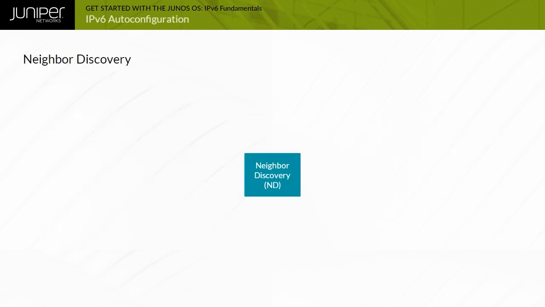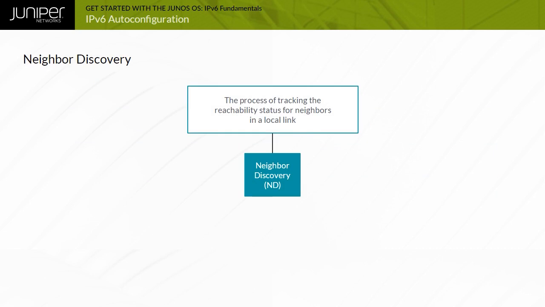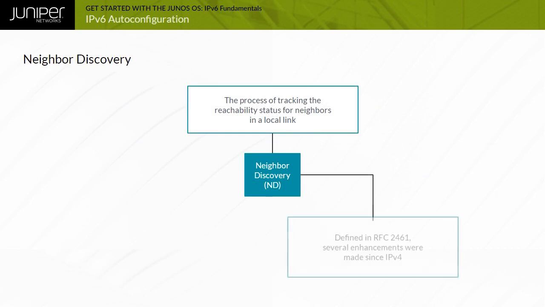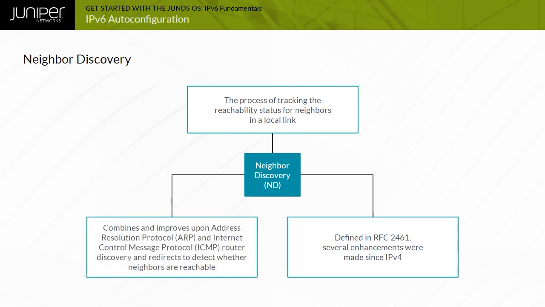Neighbor discovery, or ND, is the process of tracking the reachability status for neighbors in a local link. Defined in RFC 2461, several enhancements were made to ND since IPv4. ND combines and improves upon Address Resolution Protocol, or ARP, and Internet Control Message Protocol, or ICMP router discovery, and redirects to detect whether neighbors are reachable.